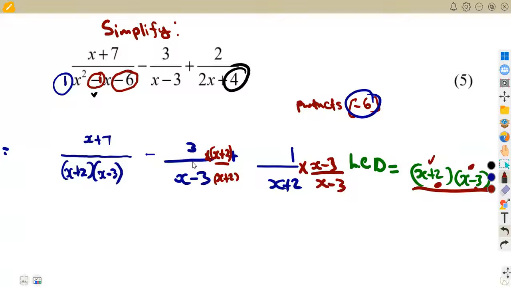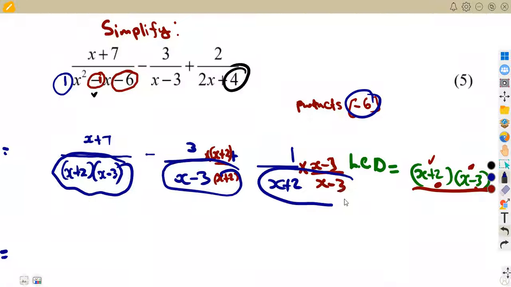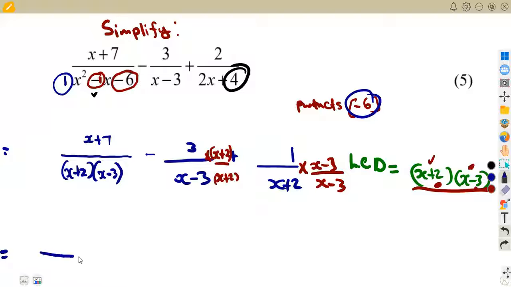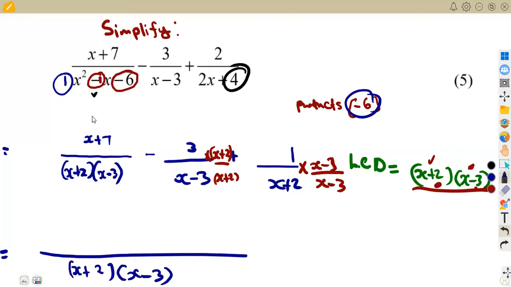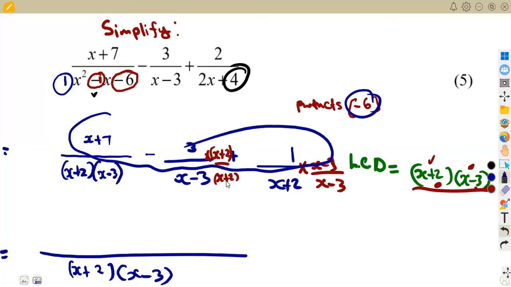So by doing this, we are going to see that everything is now under the same denominator of x plus 2 and x minus 3. So we can write that. Remember, I said if the denominators are the same, you simply combine everything that you have in the numerator the way that you see it.